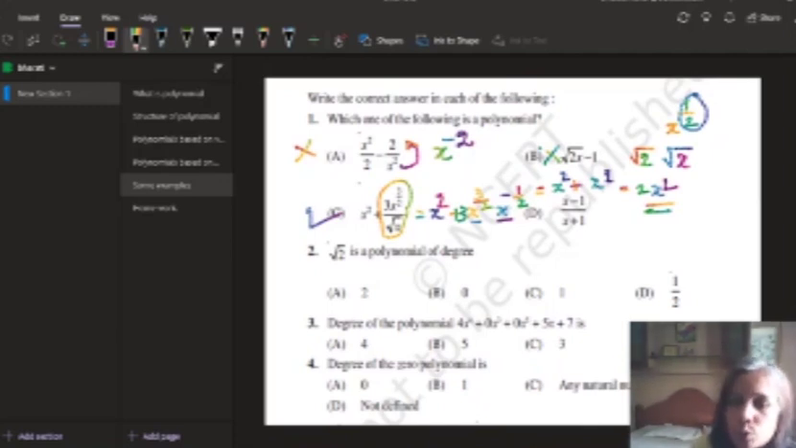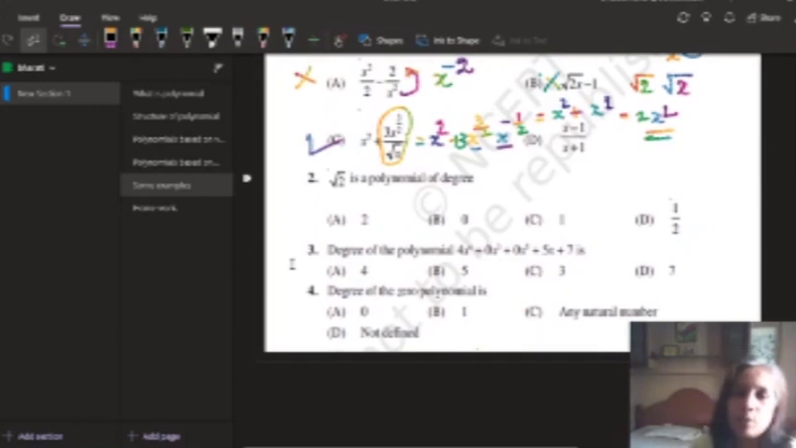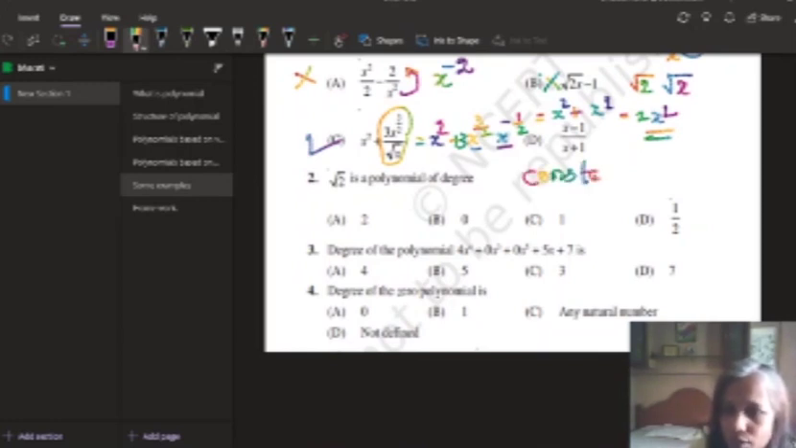Now root 2 is a polynomial of degree. First let me show you what is root 2. Root 2 is constant. Its value will never change. Then you just remember what is the degree of constant polynomial. Yes, absolutely. Degree of constant polynomial is 0, because it has no variable. Therefore, its degree is 0.